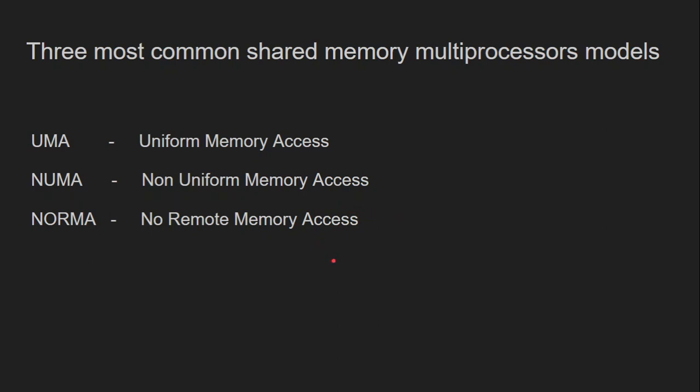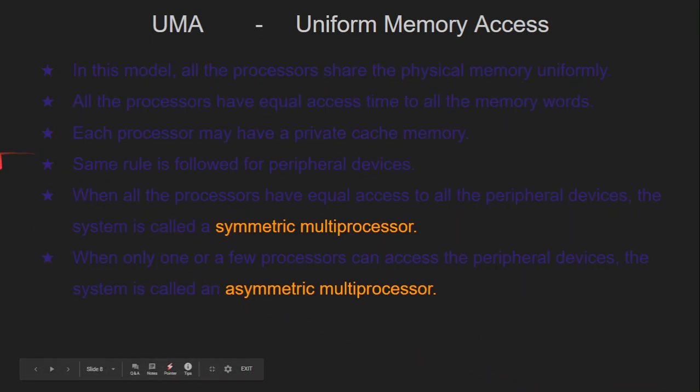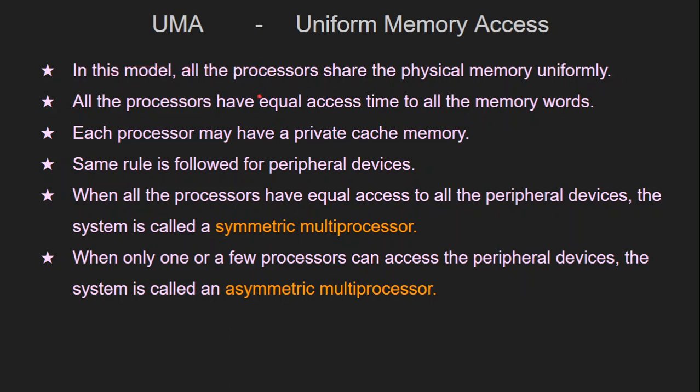Let us see one by one, starting with UMA, the uniform memory access. When you say uniform memory access, all the processors share the physical memory uniformly. What is the term uniformly? It means that all the processors have equal access time to all the memory words. That means the distances are uniform, so the access time is also uniform. They are equal, and each processor may have a private cache memory. Once they access the memory, they can take the content and put it in a private cache memory and keep it for their own use. In the same way, the peripherals can also be accessed privately.